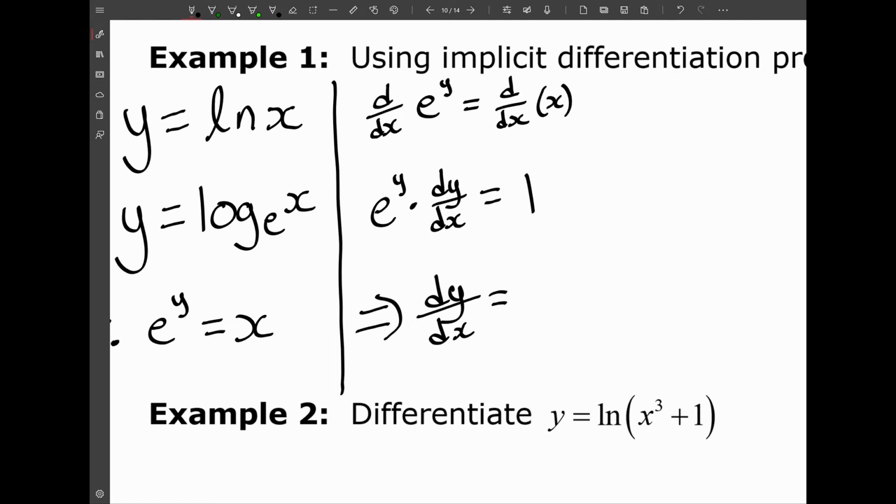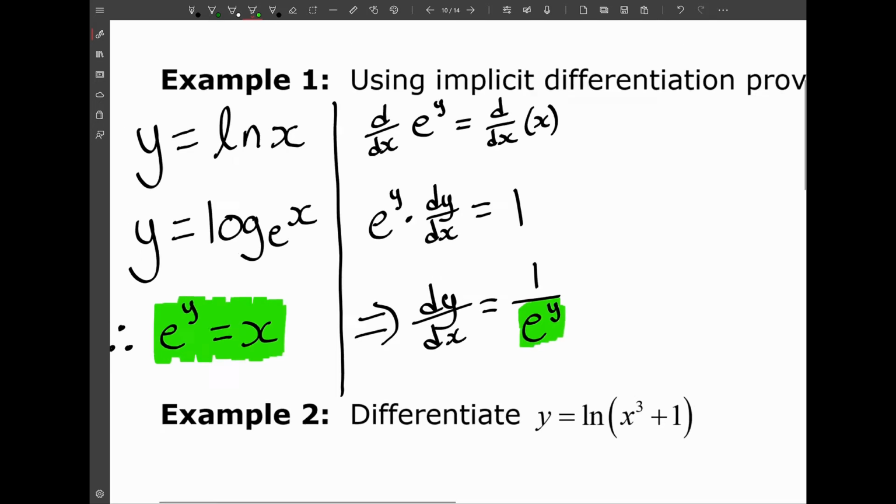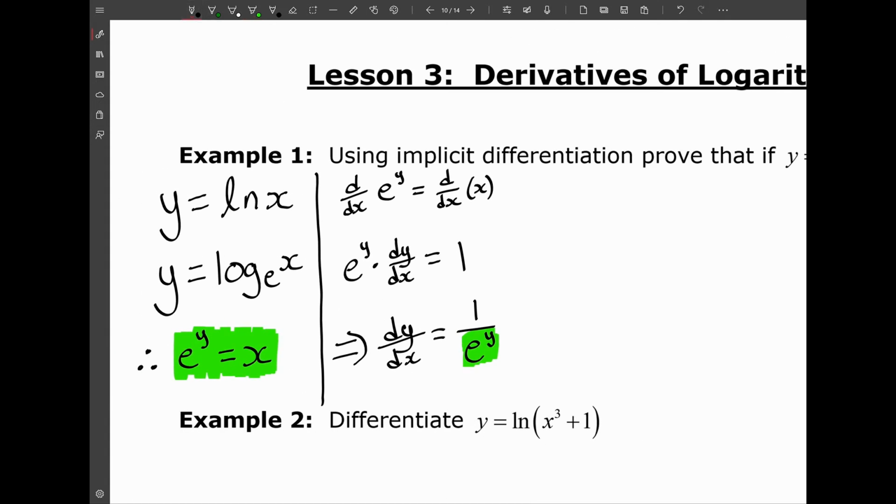Which gives us that dy/dx, if we just rearrange for dy/dx, is equal to 1 over e to the y. But here's the thing. Take a look. e to the power of y is equal to x. We know that. So since e to the power of y is equal to x, I can actually rewrite this as dy/dx is equal to 1 over x.